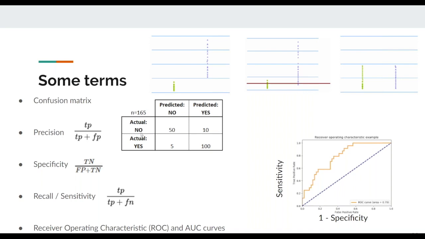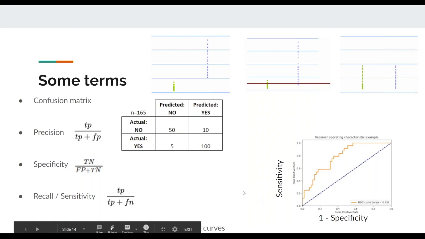So from the actual no cases, 50 of them were predicted as no, but there were 10 that were mislabeled as yes. And from the yes labeled, 100 out of the yes labels were predicted as yes, so they were correctly assigned, and only 5 of them were misclassified as no. So by having this table in mind, essentially you want high values on the main diagonal and very low, ideally 0 values on the off-diagonal cells. So this is the confusion matrix.